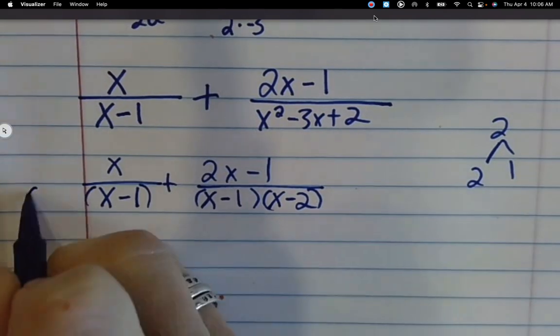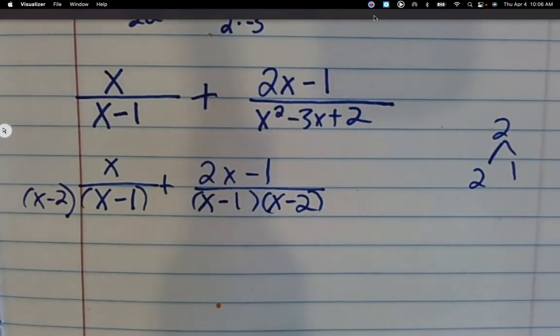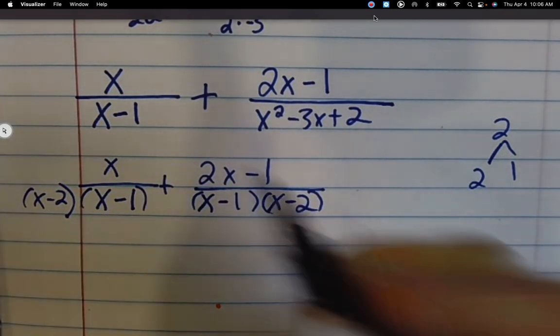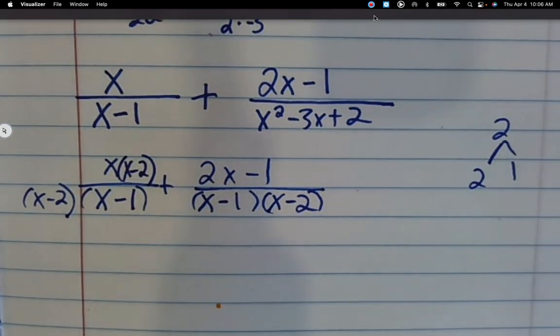I don't have enough room, so I'm just going to write it right here for now. What I do to the bottom, I have to also do to the top. Remember when I did those fractions a little bit ago, I multiplied the top and the bottom, numerator and denominator. So I'm going to multiply that by X minus 2. Is everybody okay with that?